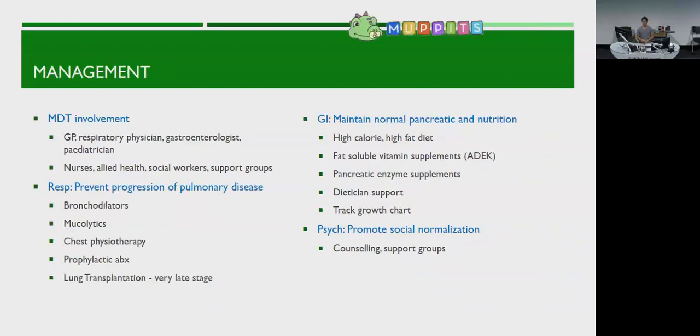Get a dietitian on board, because if the kid's a picky eater, because every kid is a picky eater, try optimizing it so they have as nutritious meals as they possibly can. And then we will see them regularly, tracking their growth and making sure that they're not dropping centiles and the like.